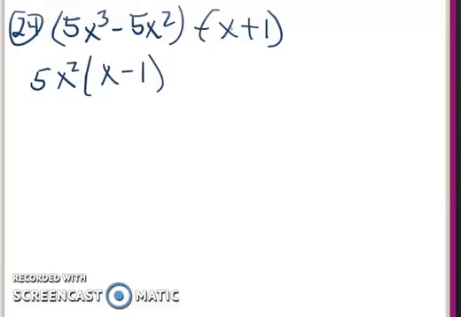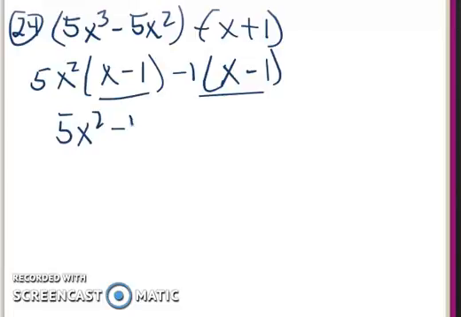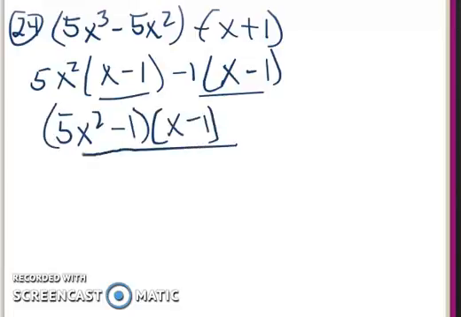Now this is very interesting here. I have a negative x plus 1, so I got to factor out a negative 1 to flip my signs. That's pretty tricky. They look the same. I get 5x squared minus 1 and x minus 1. Okay? Very tricky problem. Got to be careful on that one.